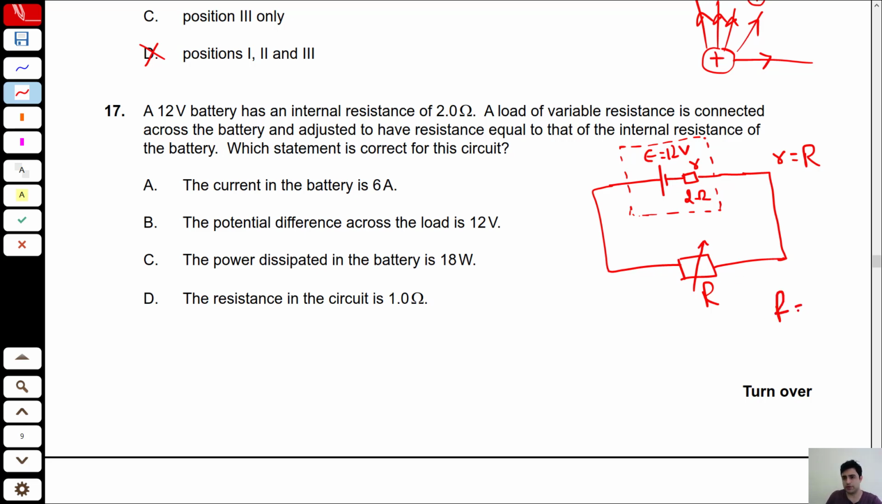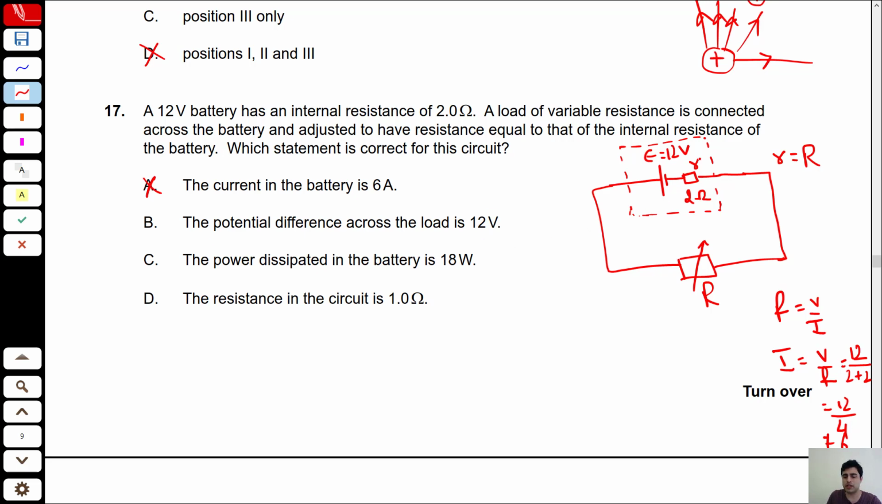We know that resistance is V over I, so make I the subject, which equals V over R. The total voltage provided by the battery is 12, the EMF, and the total resistance of the circuit is R plus r. We have to add them together because small r and capital R are both in series. In series, the total resistance gets added up. So 2 plus 2 is 4, and 12 divided by 4 is 3, which is definitely not equal to 6. So A is wrong.